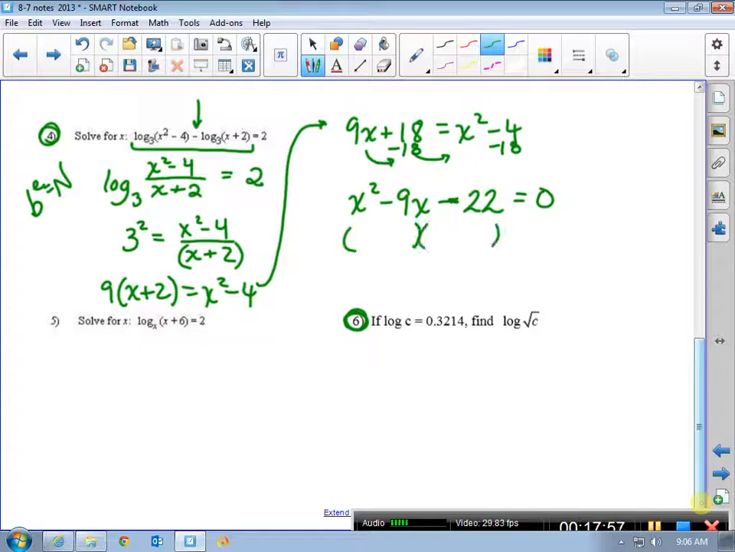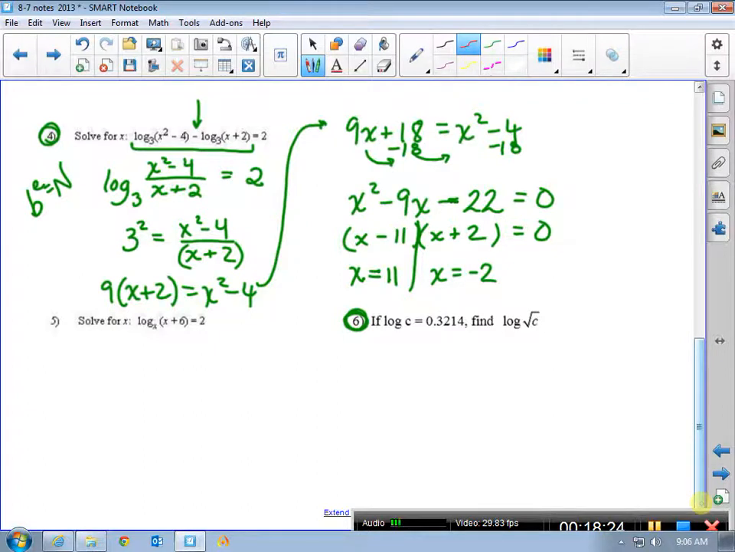Let's check out some factors. What multiplies to 22? 2 and 11 work very nicely, and their difference can be -9. So we have here 11 and -2. Let's go and see if both of these would check.